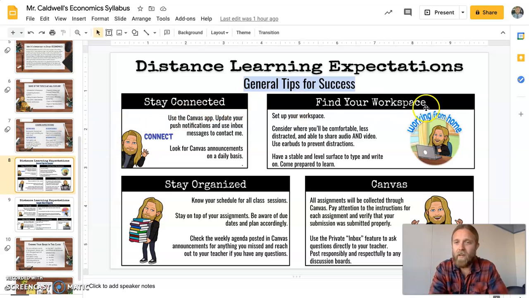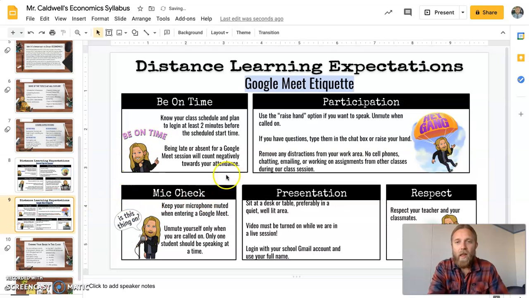So I wanted to give them some general tips of how to stay connected, how to establish their workspace so they have a clean, comfortable workspace with fewer distractions, staying organized, accessing Canvas, and just participating, being on time, and being respectful. All major pillars that I've established from the very beginning of the school year, and I've seen some positive results.